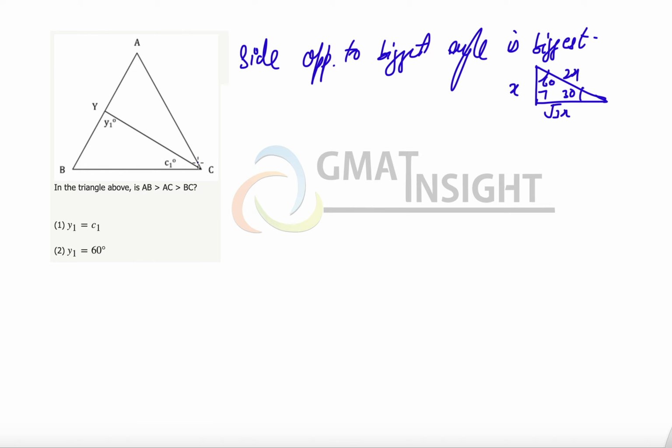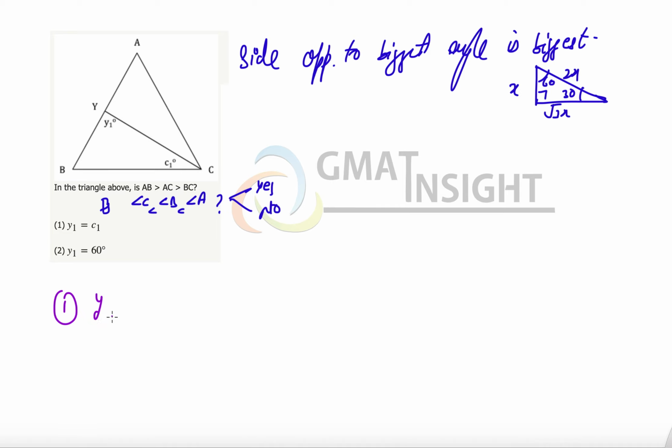AB is the side opposite to angle C, so angle C has to be looked at. AC is the side opposite to angle B, and BC is the side opposite to angle A. So we have to find out, is angle C less than angle B less than angle A or not. We need to find the answer to the question in the form of either yes or no. Now let's quickly look at the first statement.